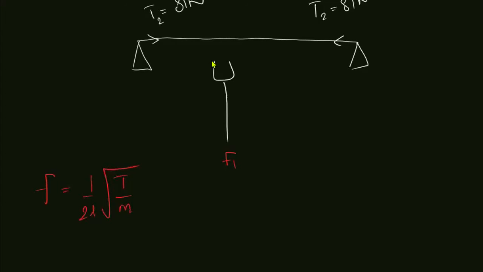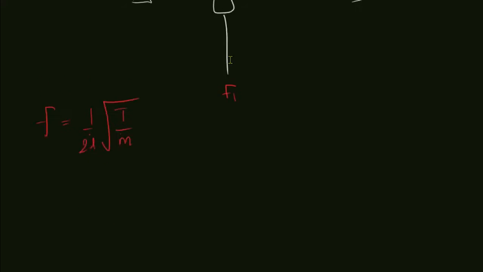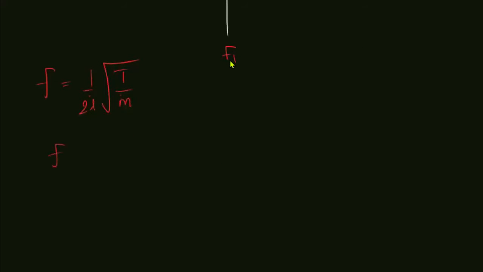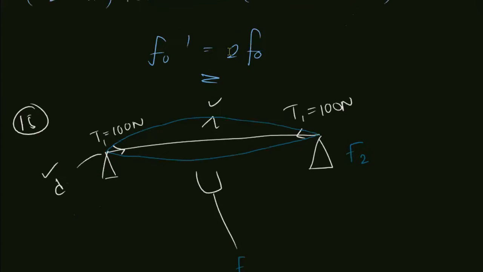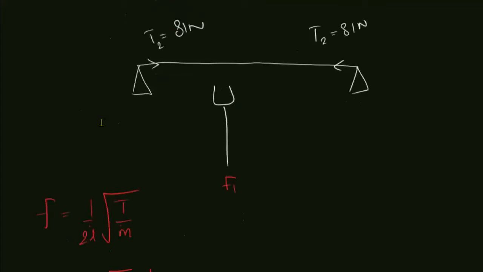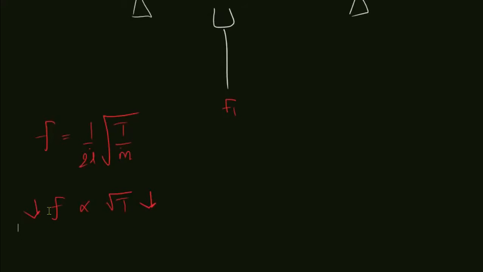So here L is constant, M is constant, root mass per unit length is constant. So therefore we can say frequency is directly proportional to the root of the tension, right? Actually from 100 to 81, the tension has decreased. So therefore the frequency should decrease from F2. It should decrease actually. If this was F2, now it should be some other value.